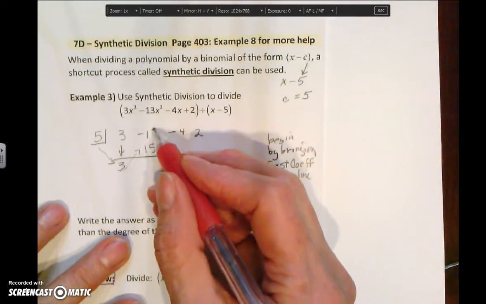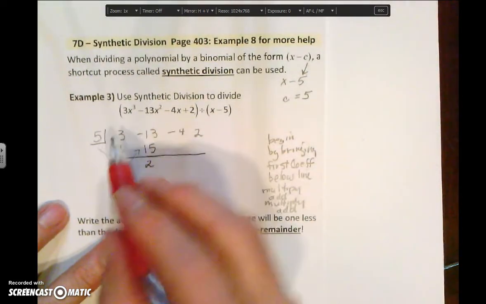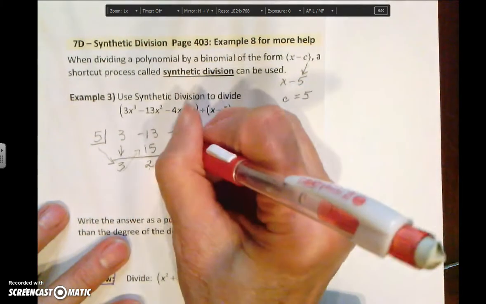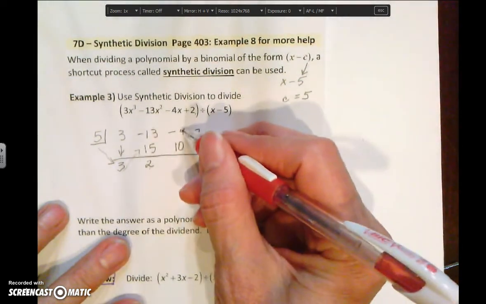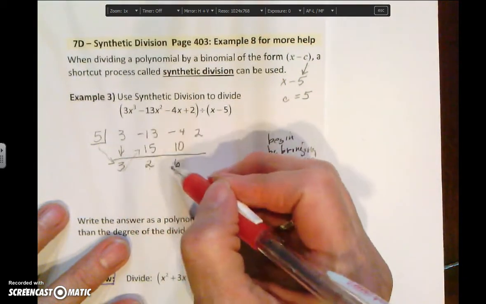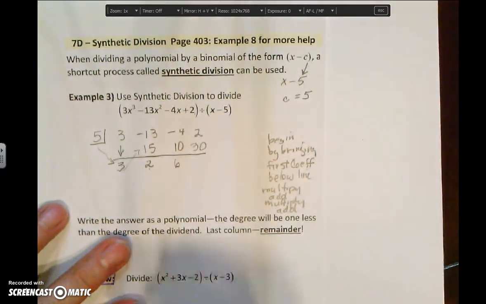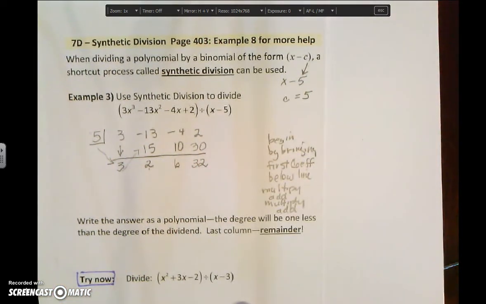All right, so I've multiplied, I got the 15. Now I'm going to add negative 13 plus 15 and get 2. Now I'm going to multiply. I'm multiplying the 5 times 2 and get 10, and I'm going to write it underneath the next term, underneath the negative 4. So I've multiplied. Now I'm going to add negative 4 plus 10 and get 6. Then I'm going to multiply 5 times 6 and get 30 and write that up here. And then I'm going to add and get 32.